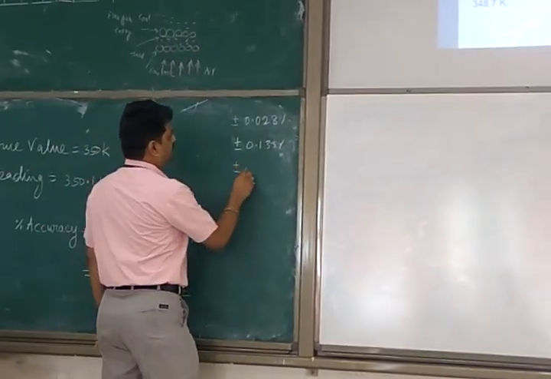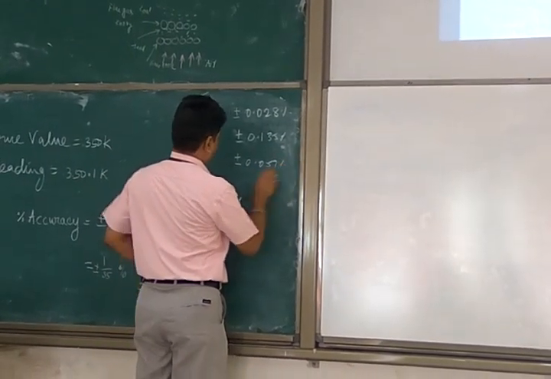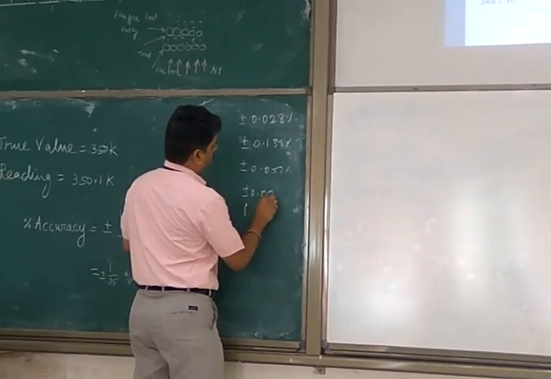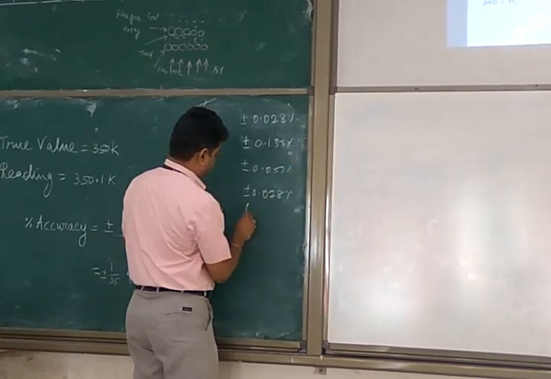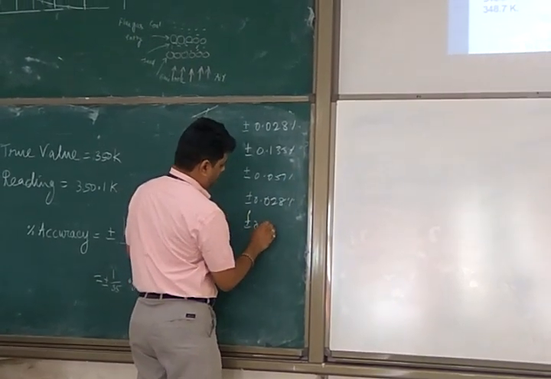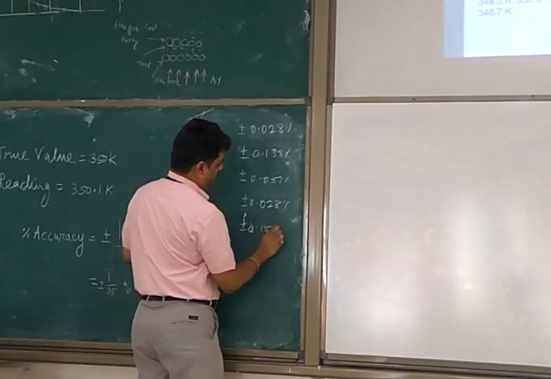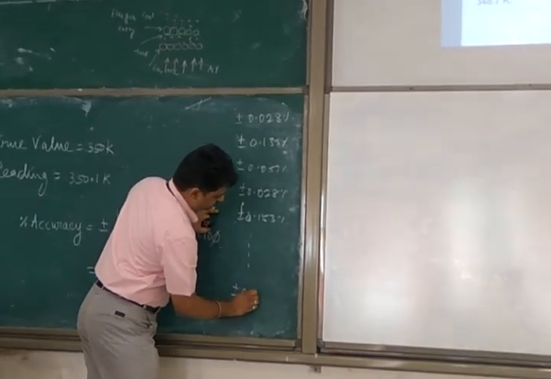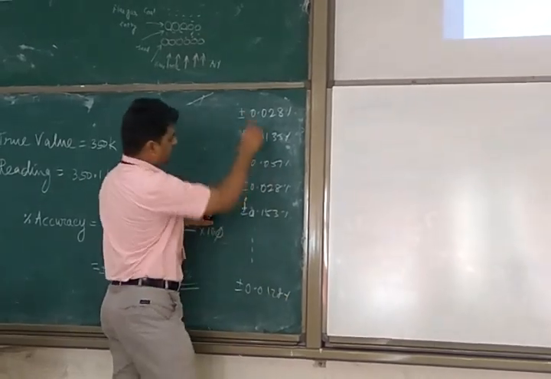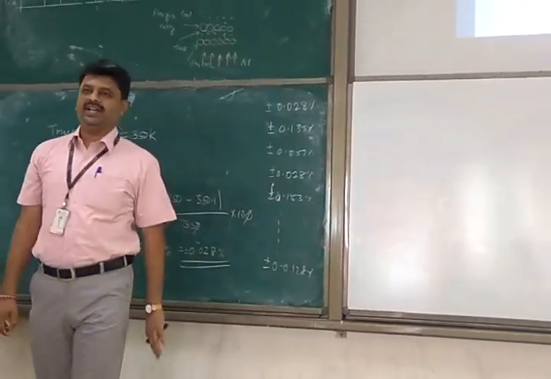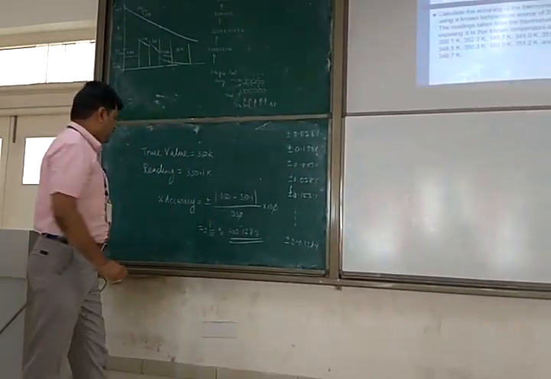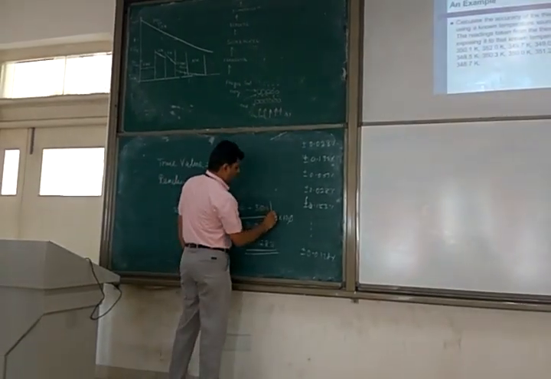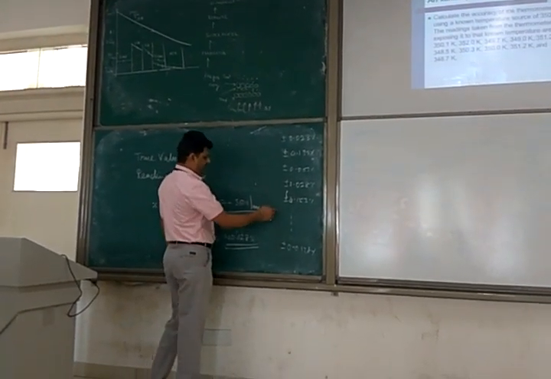Okay? So plus or minus 0.057%. Plus or minus 0.028, maybe repeated because of that. Plus or minus 0.153%. You get like that, 10 such accuracies you will get. Okay. Our formula is here, it is the maximum difference divided by 350 into 100.